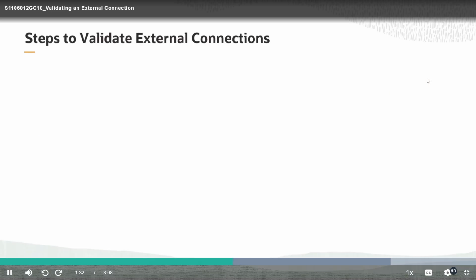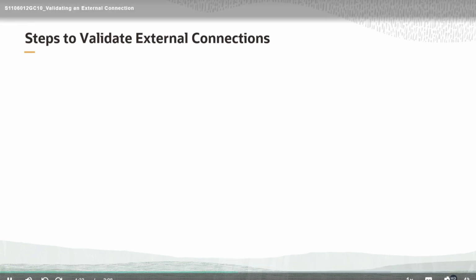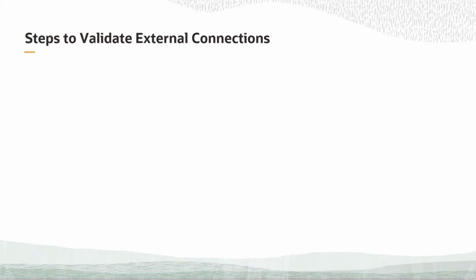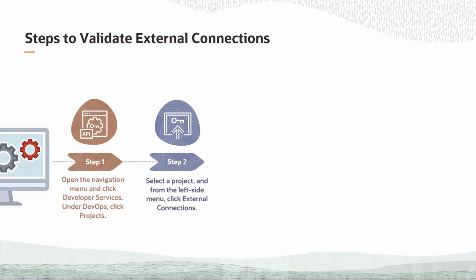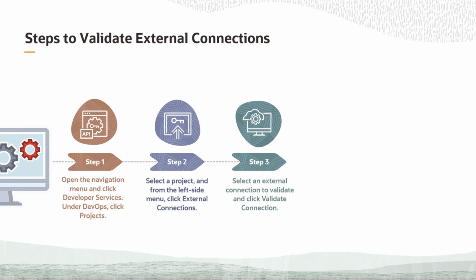To validate external connections in OCI DevOps projects, follow these simple steps. Firstly, open the navigation menu and click Developer Services. Under DevOps, you must select the projects. From the left side menu, navigate to the External Connections options. Select the external connection that you want to validate and then click Validate Connection.